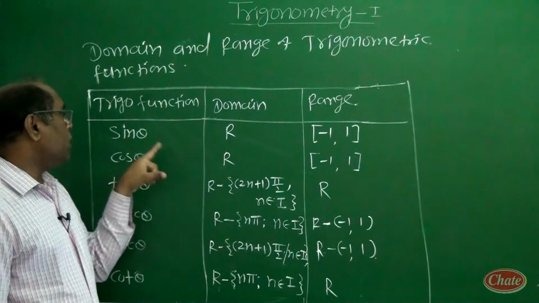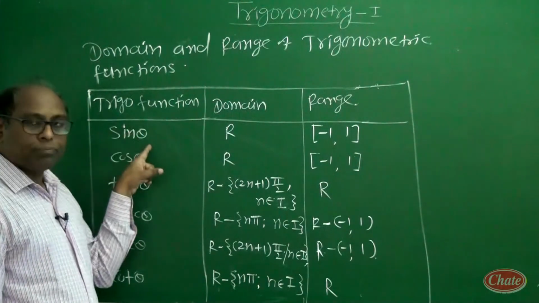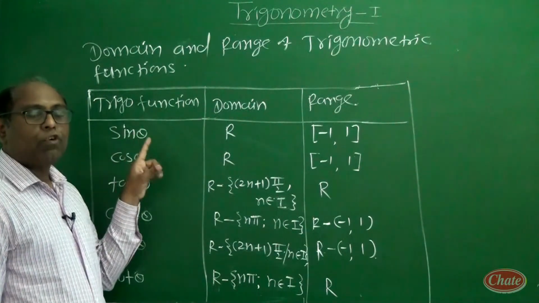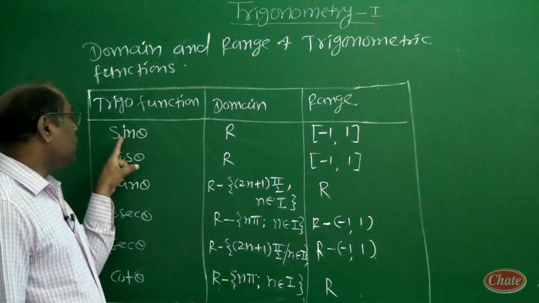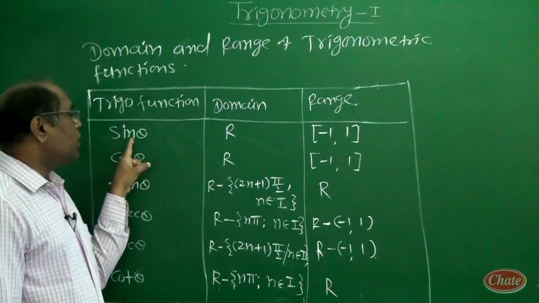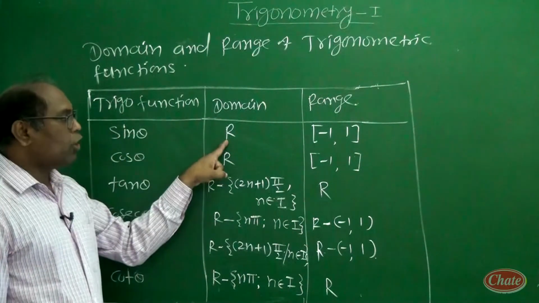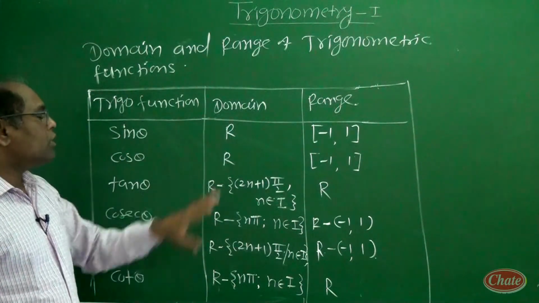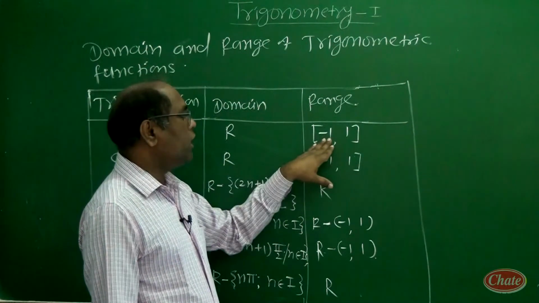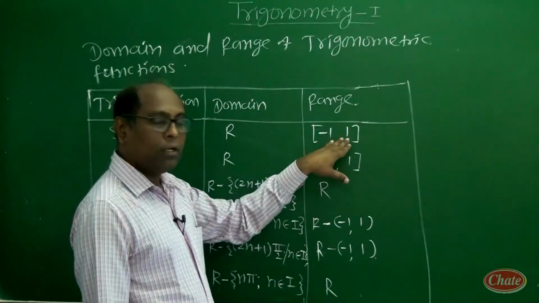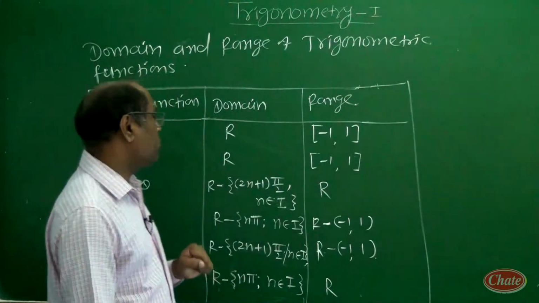What is the domain? Domain means the values of theta. The set from which the values of theta are coming is called the domain. So here the domain of the sine function is the set of real numbers. What is the range? The range of the sine function is the closed interval minus 1 comma 1.